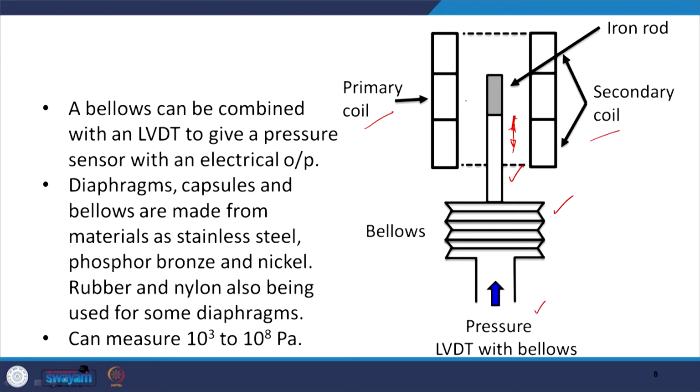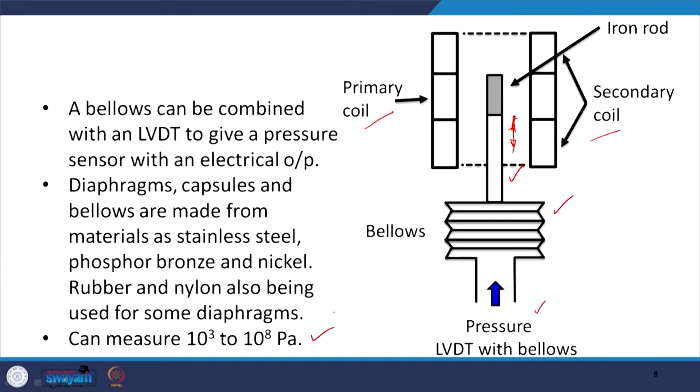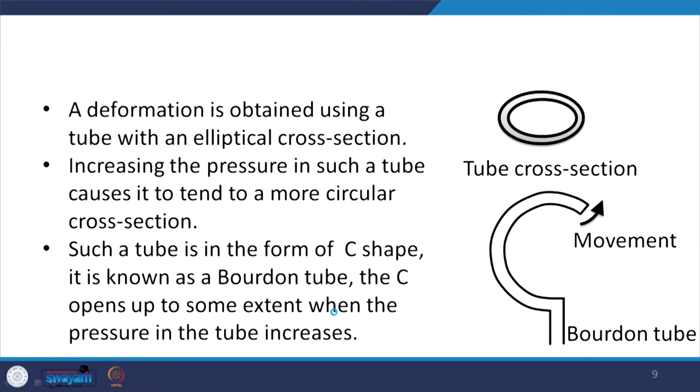So, the diaphragm, capsule and bellows here are made from materials such as stainless steel, phosphor bronze and nickel, and rubber and nylon are also used for some of the diaphragms. They can measure a pressure of say 10 to the power 3 to 10 to the power 8 Pascal.